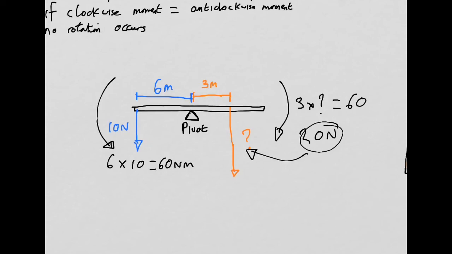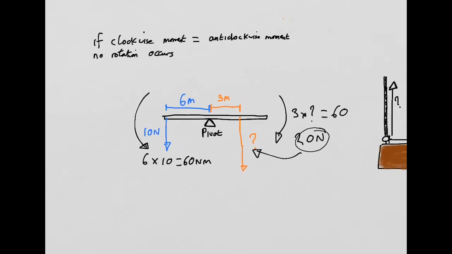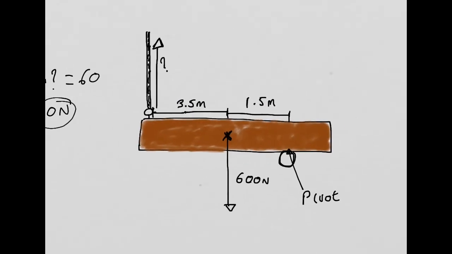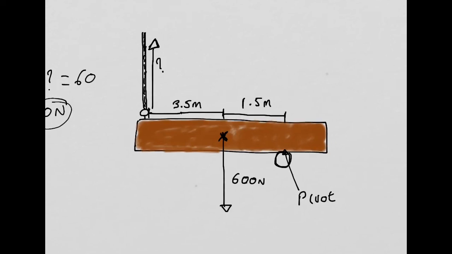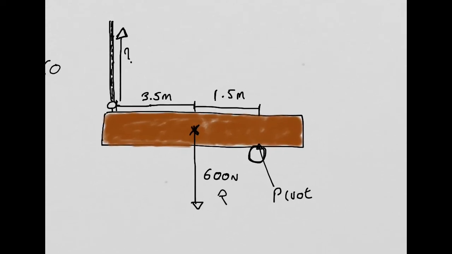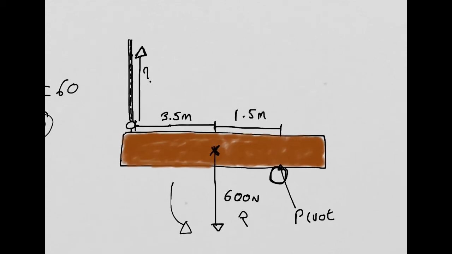Now let's have a look at a slightly more complicated situation. Well, it's actually not any more complicated, it just looks more complicated. We've got two forces here. We've got a 600 Newton force acting this way, and this is going to try to produce an anti-clockwise moment this way on this log here. And then we've got a rope tied to the other end of the log that's going to try and produce a clockwise moment that way. And we're going to try and figure out what force is required to keep this log in balance.